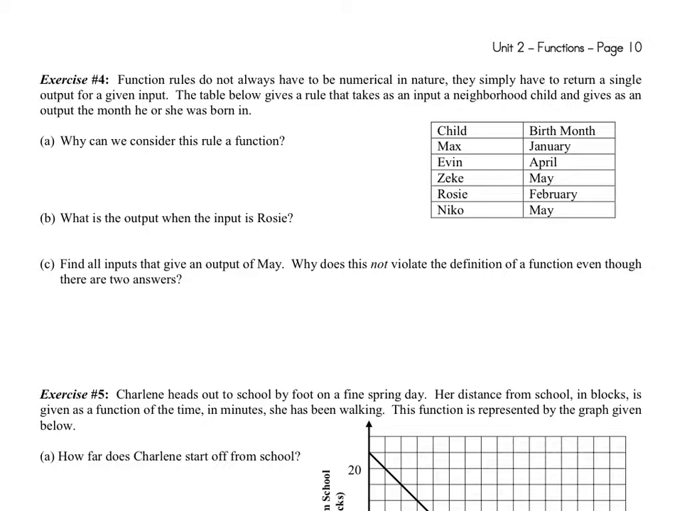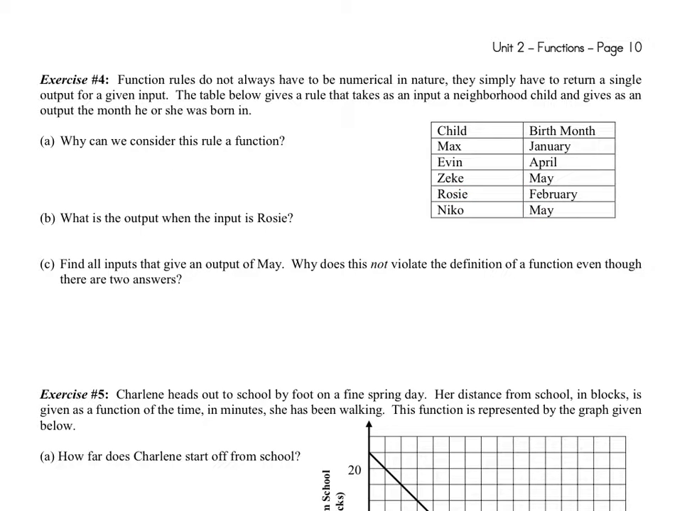So for example, Max. It's not possible for Max to be born in both January and February, because if that were the case, this would not be a function. But it's a function because Max is born in January. Evan is born in April. Zeke is born in May, Rosie is born in February, and Nico is born in May.